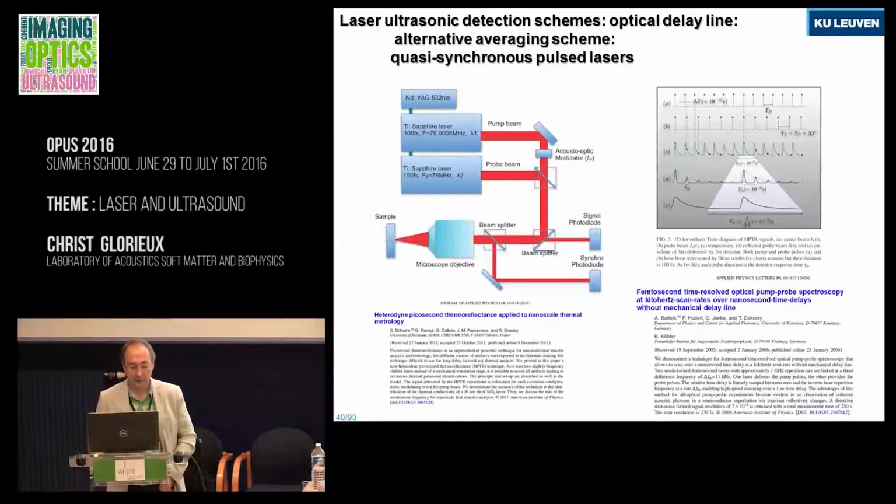It's a very natural and easy way to make these graphs, where you are constantly modifying the time between the pump and the probe. In this case, you are doing it by exploiting the beating between the two laser frequencies.